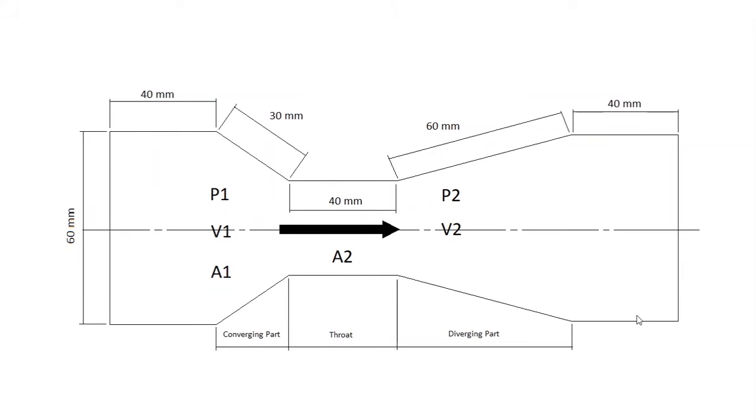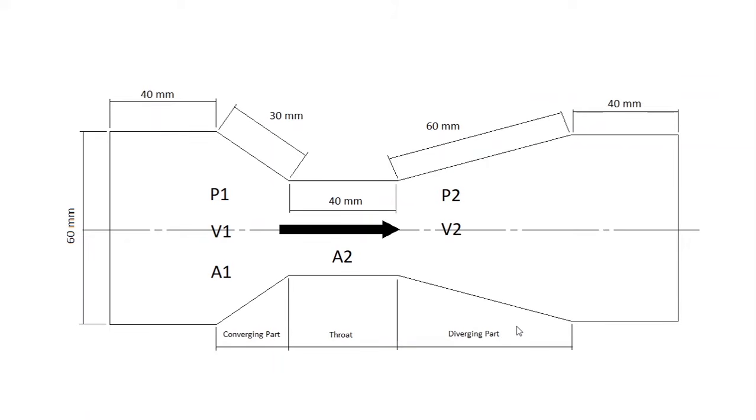Today we are going to learn about the simulation of fluid flow through a venturi. As we can see in this picture on the screen, this is an example of a venturi with the exact measurements. As you can see, it has three different parts. First is the converging part, second is the throat, and third is the diverging part. And the converging part is shorter than the diverging part.